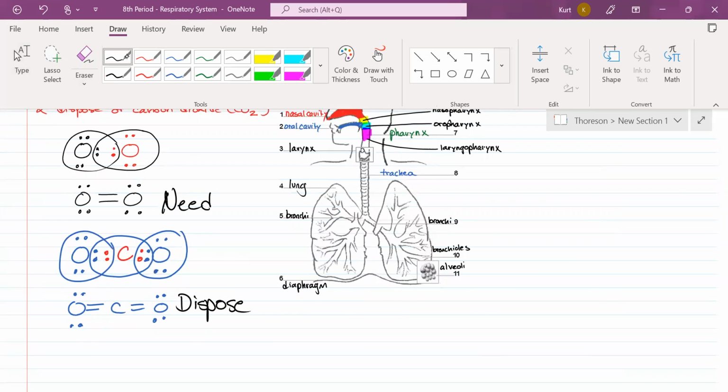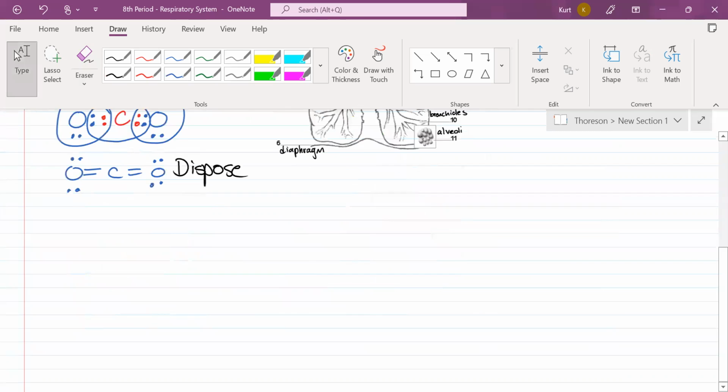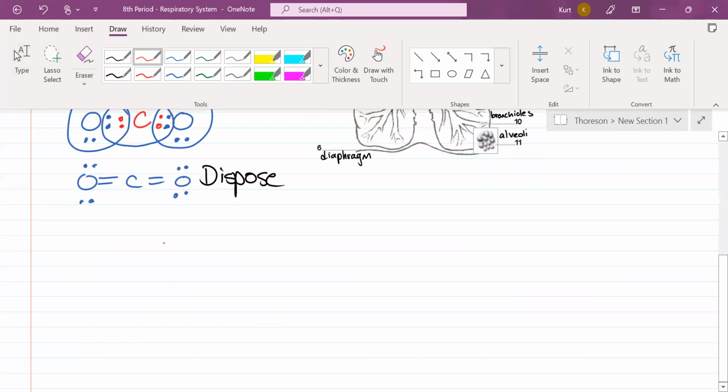Let's get into the 4 steps in which we get oxygen throughout our body. Providing the body with O2 and ridding it of CO2 is called respiration.